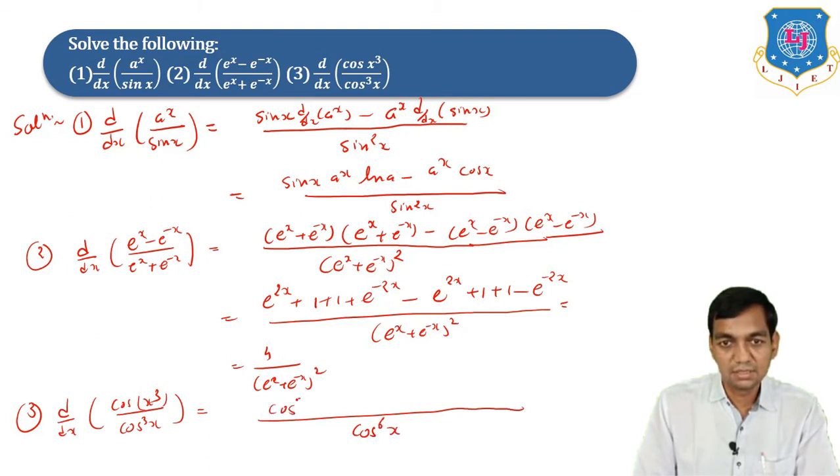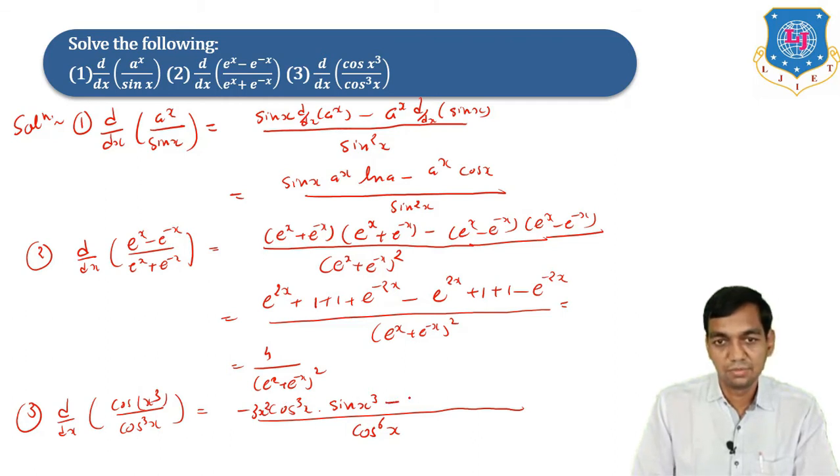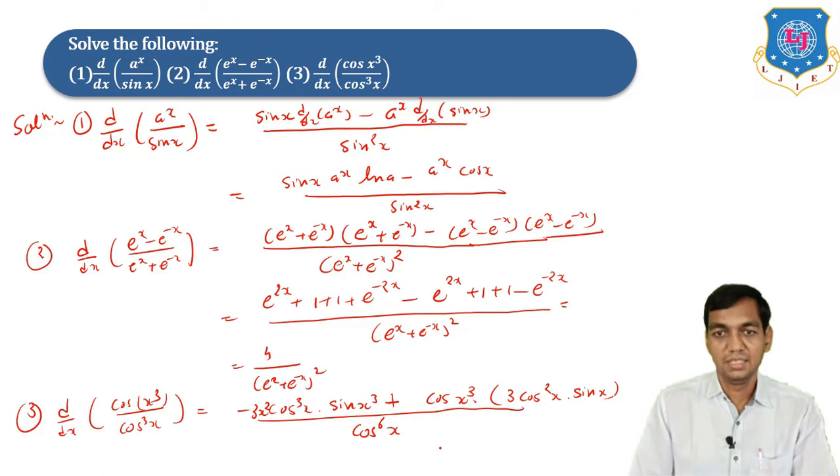Now cos cube as it is, and the derivative of the numerator: cos has derivative minus sine x cube, and the derivative of x cube is 3x square. Then minus sign of the division rule. Now the numerator as it is, that means cos x cube as it is, and the derivative of cos cube, that means x raised to n has a derivative n into x raised to n minus 1. So 3 cos square x into the derivative of cos, which is minus sine. So minus, I am going to write it here. And this one is our answer.